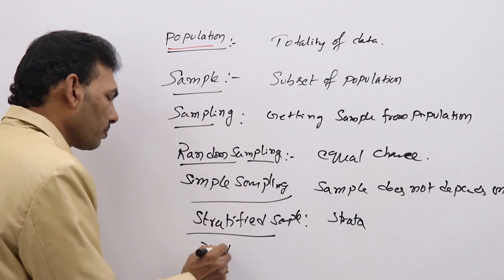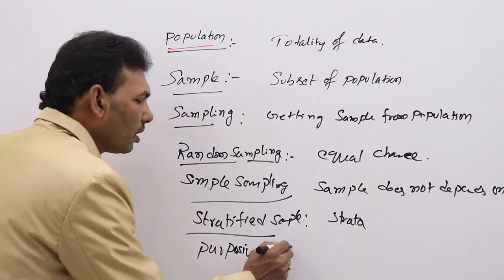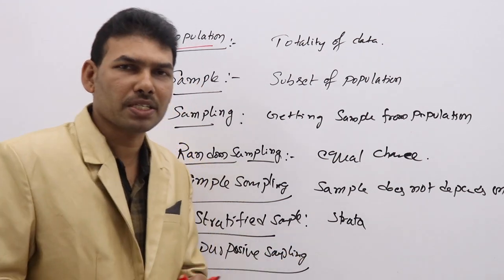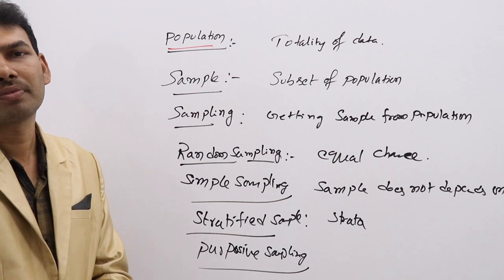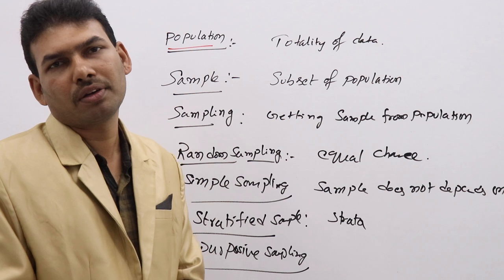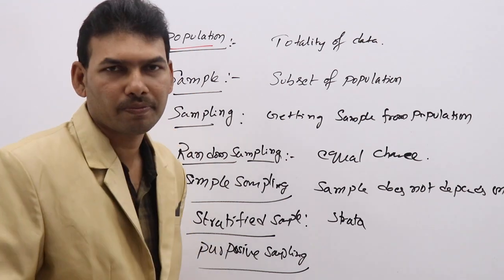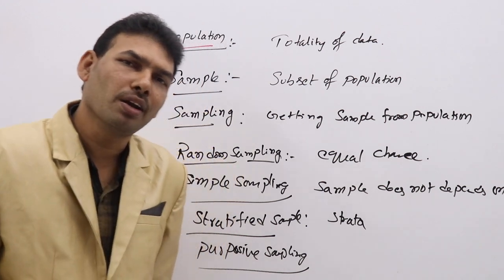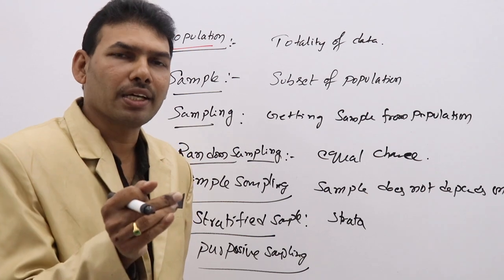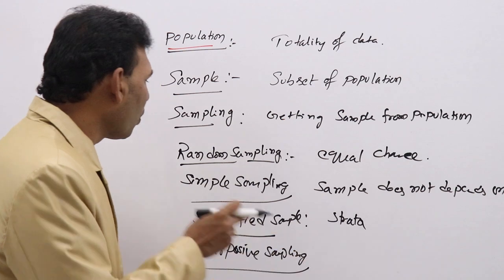Purposive sampling. Purposive sampling, the name itself says the meaning: with a particular purpose, we will take the sample. In purposive sampling, he has a particular purpose. Just now I gave one example of a fruit vendor. If you want to check the quality of the fruit yourself, you will go for random sampling.